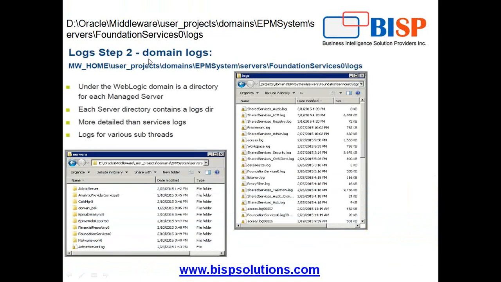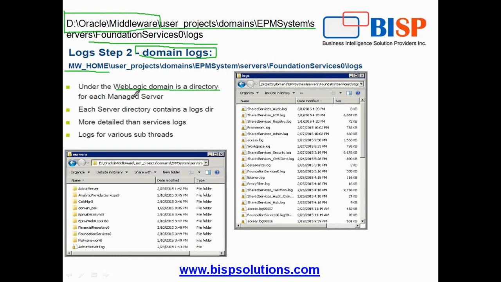Okay. Next, you can talk about domain specific services, like when I started my Foundation services, whether all dependent components are started or not. So here I find this information under domain logs. In my case, it is configured over here. An environment variable was created called middleware home, which is pointing to this in my server. So under the middleware home, the user project domain, you can find all foundation services.